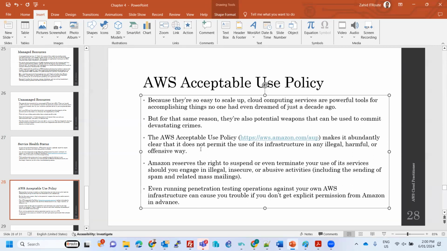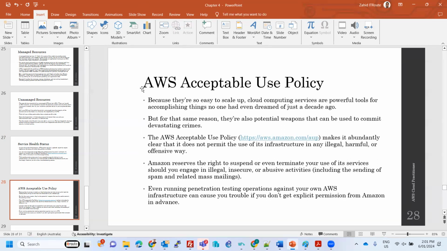Because maybe people logged in, and after that what they are running is also important. Amazon reserves the right to suspend or even terminate your use of its services should you engage in illegal, insecure, or abusive activities. Even running penetration testing operations against your own AWS infrastructure can cause you trouble if you don't get explicit permission from Amazon in advance. Penetration testing is one of the security testing methods, but you need to get permission, then you can do this.